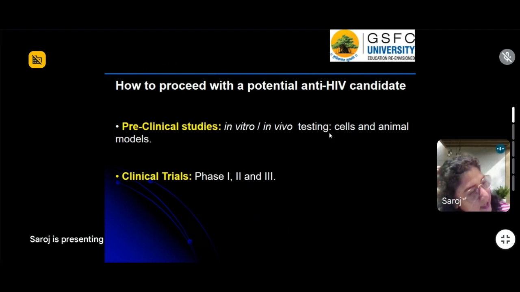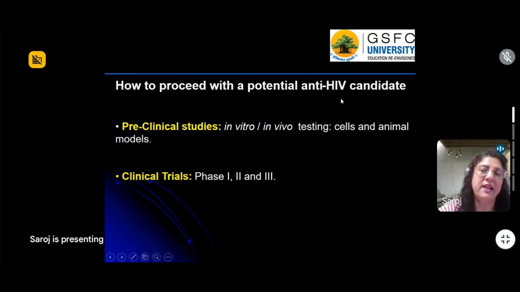So here comes the strategy. As I said, when you have a potential anti-HIV candidate, the anti-HIV candidate can be your microbicide, it can be your drug. What would be the strategy?